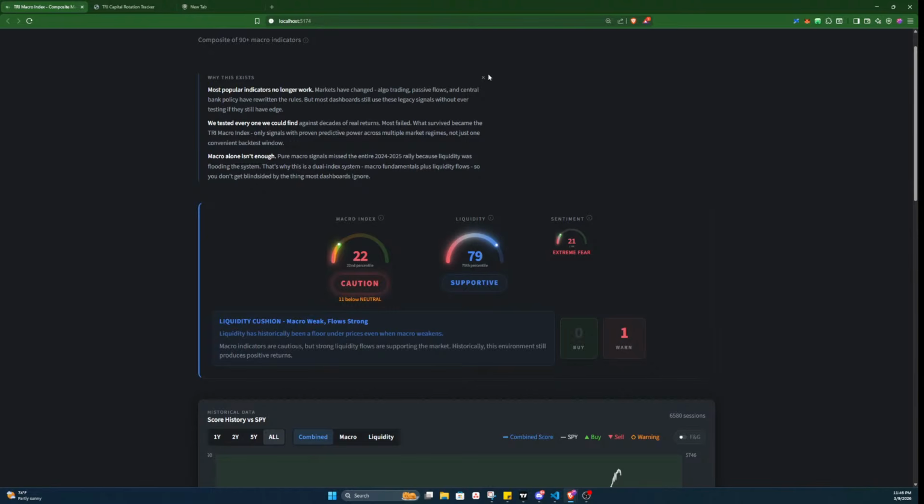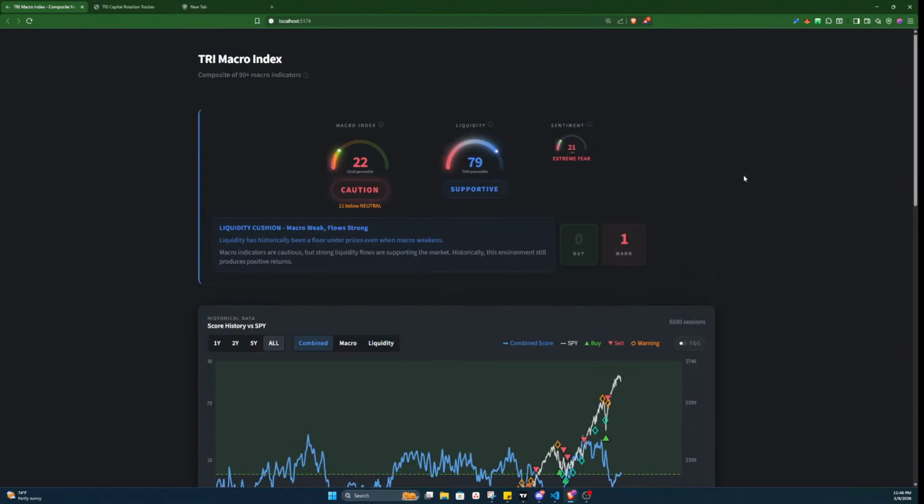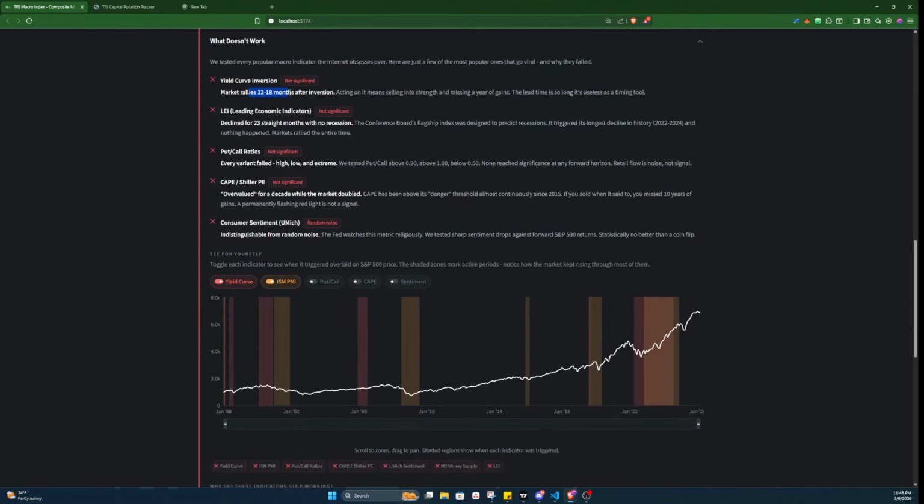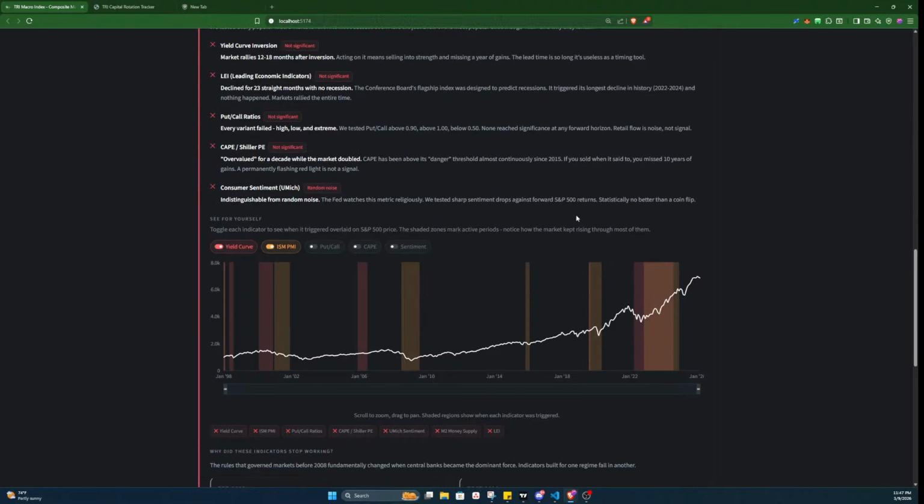So be careful when you see people talking about macro on Twitter. If we go down here, what doesn't work? Yield curve inversion: markets often rally 12 to 18 months after the yield curve inversion, and they don't roll over. Leading economic indicators, put call ratios, it doesn't work. Cap-Shiller PEs, it doesn't work anymore with quantitative easing. Consumer sentiment, it's just random noise.